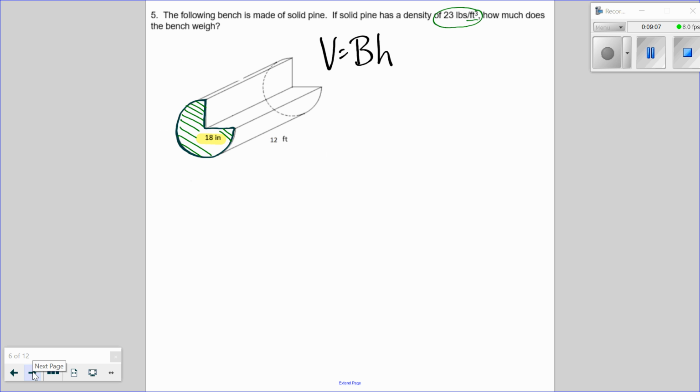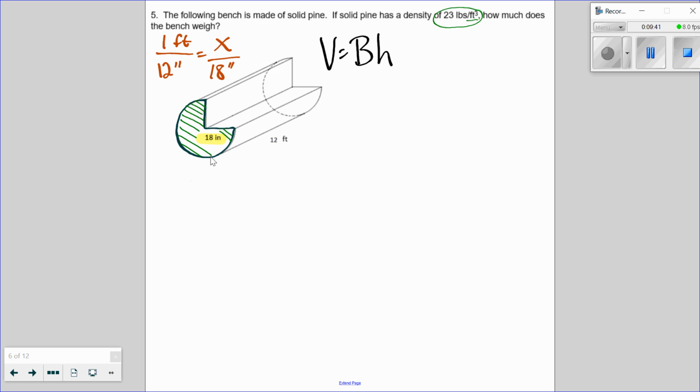Well, I know that the volume of a cylinder, volume of any prism, is area of the base times the height. So the area of our base will be the area of 3/4 of our circle, because we're going to have 3/4 of a cylinder. Notice that the radius is given in inches, but the full length is given in feet. So we have to convert everything.